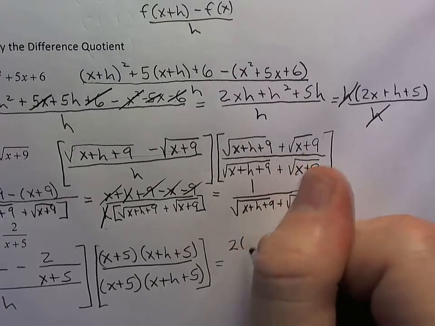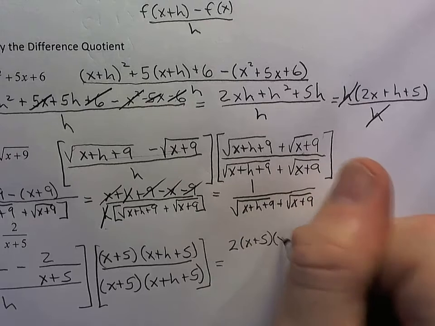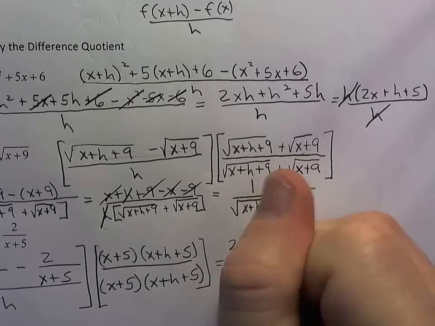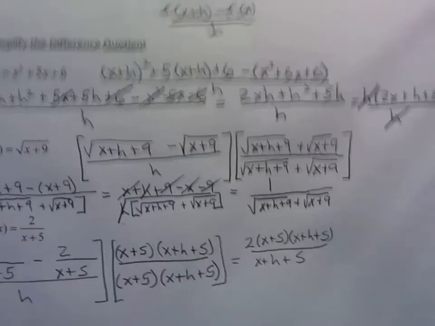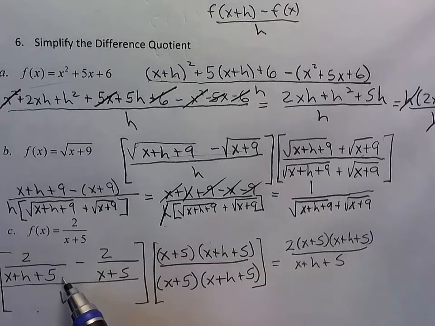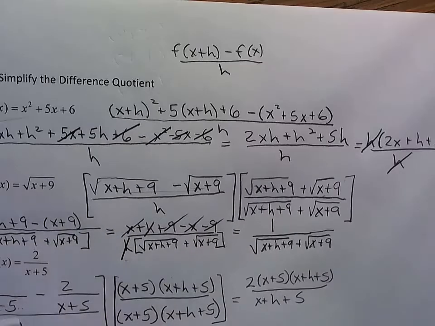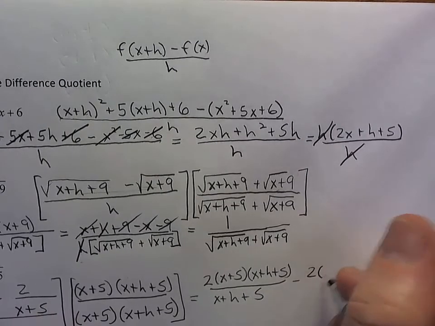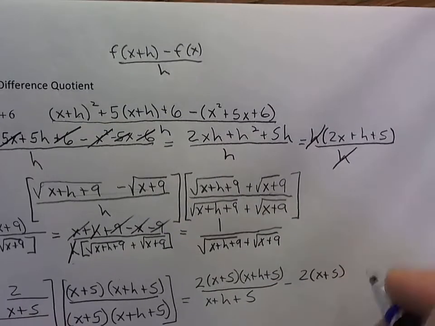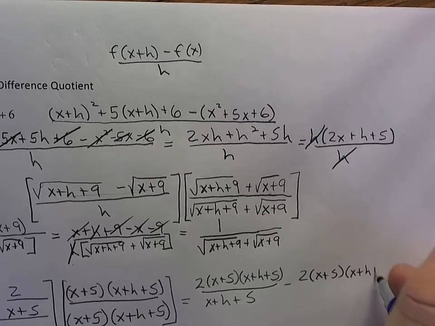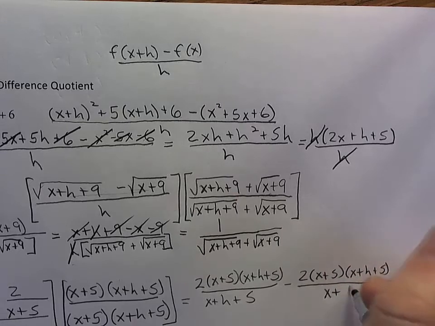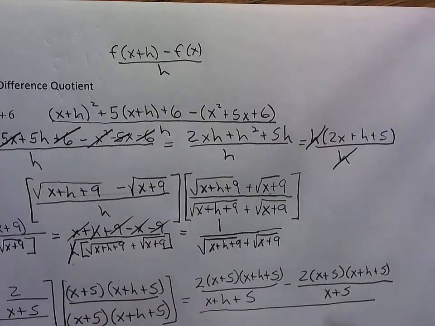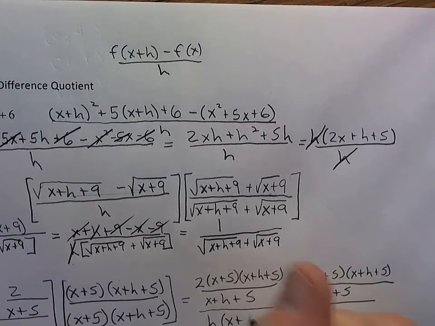We've got 2 times x plus 5, x plus h plus 5 over x plus h plus 5. Okay? That's on this first term. So what I'm doing is I'm just multiplying this by the common denominator. Minus 2 times x plus 5, x plus h plus 5. All over the bottom, which is h times x plus 5.